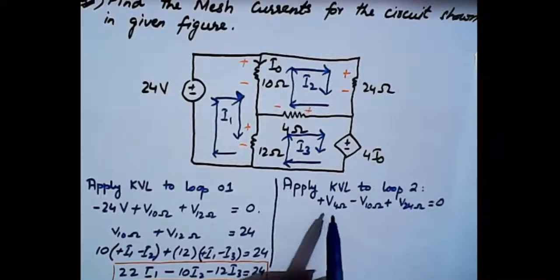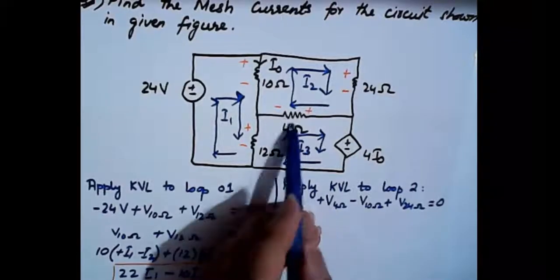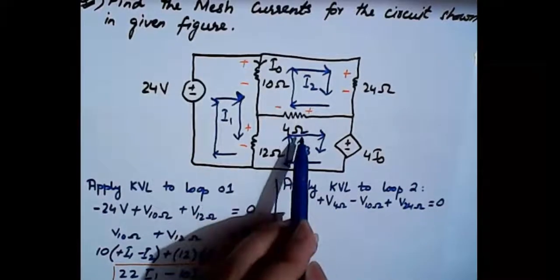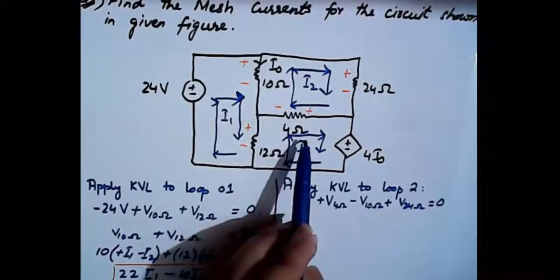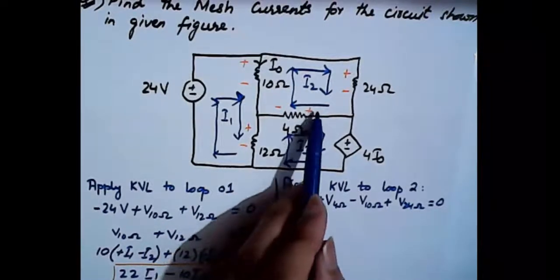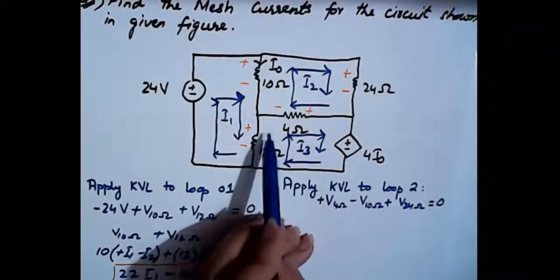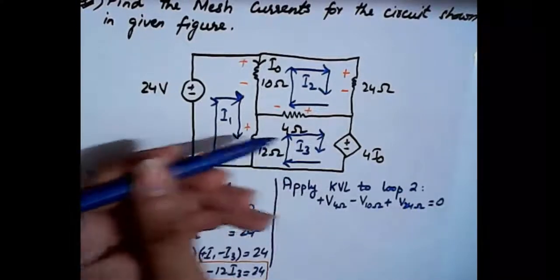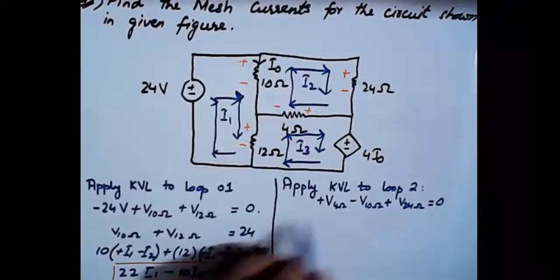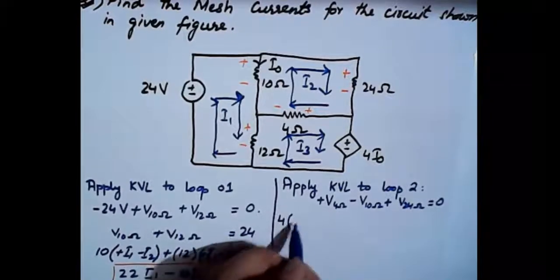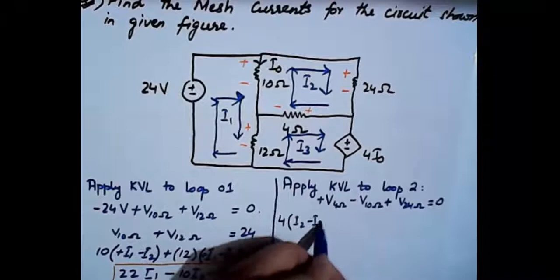And now when we convert the 4 ohm resistance voltage into the product of resistance and current, you can see that this 4 ohm resistance is common among two loops, right? Loop number 2 and loop number 3. So considering this 4 ohm resistance, I2 is entering the positive terminal, whereas I3 is entering the negative terminal of this loop, right? So it will be 4 times, which is the value of resistance, I2 minus I3, right?